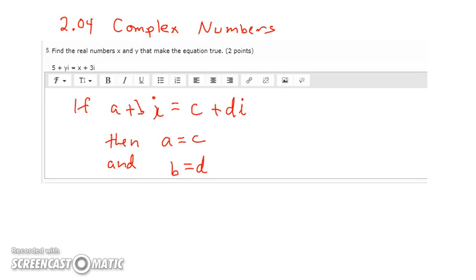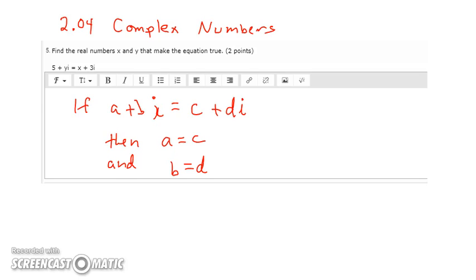It says to find real numbers x and y that make the equation true: 5 plus yi equals x plus 3i. Now you may get a slightly different version of this question, but the same basic idea. And so you need to figure out the values of x and y. All right, and you may wonder how to do that.